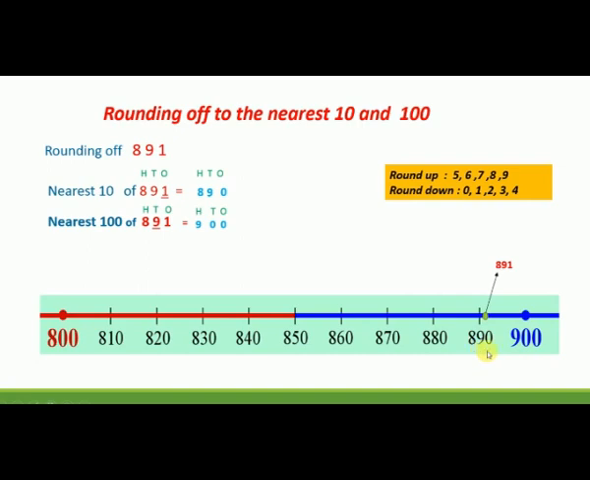Okay, so let us find on the number line what the nearest 100 is for the number 891. The number 891 lies between two hundreds, that is 800 and 900. So which is the nearest 100 for the given number? Is 800 nearby or is 900 nearby? Yes, 900 is nearby the given number.